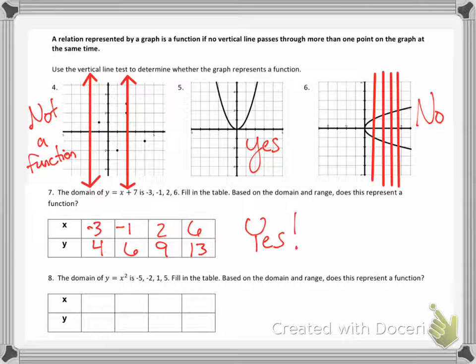Number 8, same idea. So the domain of y equals x squared, the x values given to me are -5, -2, 1, and 5. If I fill those in, so -5 squared is 25, -2 squared is 4, 1 squared is 1, and 5 squared is 25. So again, based on the domain and range, is it a function? Absolutely. Again, all my x values are different. Yes, I have a repeating range value. That's not a big deal. As long as my domains are different, we are going to say that this is indeed a function.